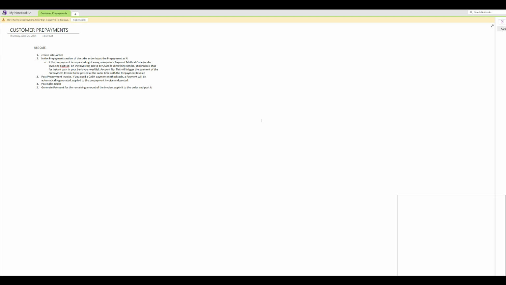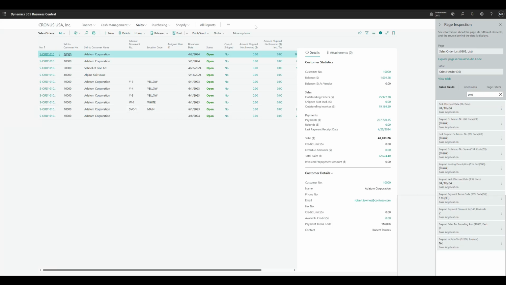So let's get going and have a look at how the use case is running. We are here in Dynamics 365 Business Central. I have a sandbox here based on version 24, which was released in April 2024, and we're going to create a new sales order.